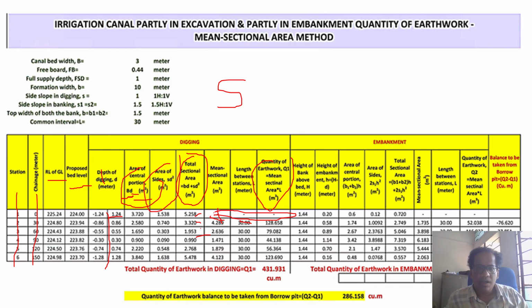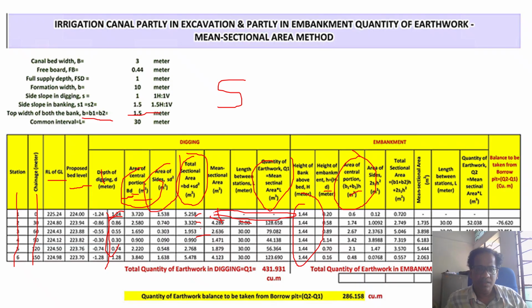Now height of the bank is given above the bed as 1.44. Next, height of the embankment, which is equal to capital H minus d. Small d we have already calculated. Now the point is calculation of area of central portion for the embankment, B1 plus B2 into h. B1 and B2 are equal here, fortunately, which is equal to B, 1.5 meter regarding embankment. Now regarding side slopes for the embankment, 2 times S1 h square.